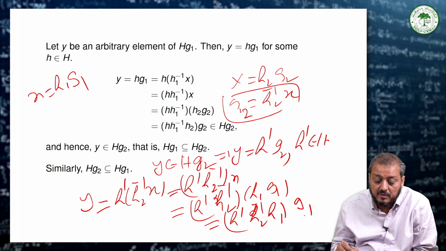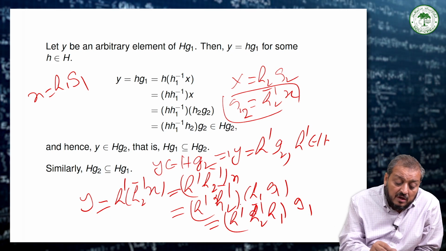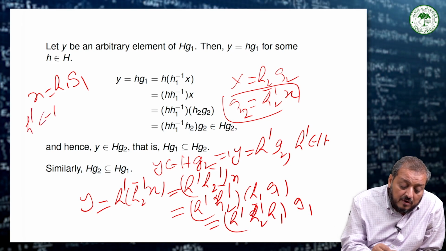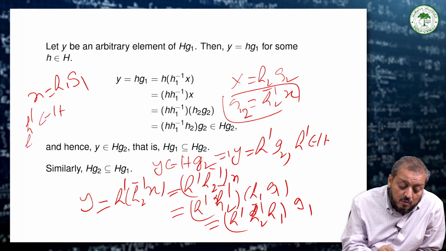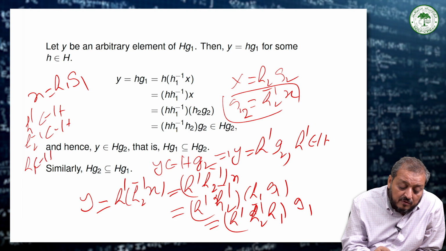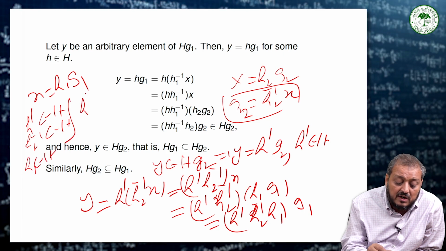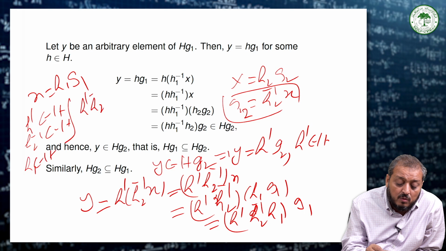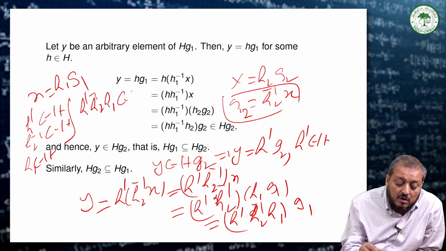And now you see that h prime is an element of H, h2 inverse is an element of H, and h1 is an element of H. By this we can say that h prime, h2 inverse, and h1 are all elements of H.